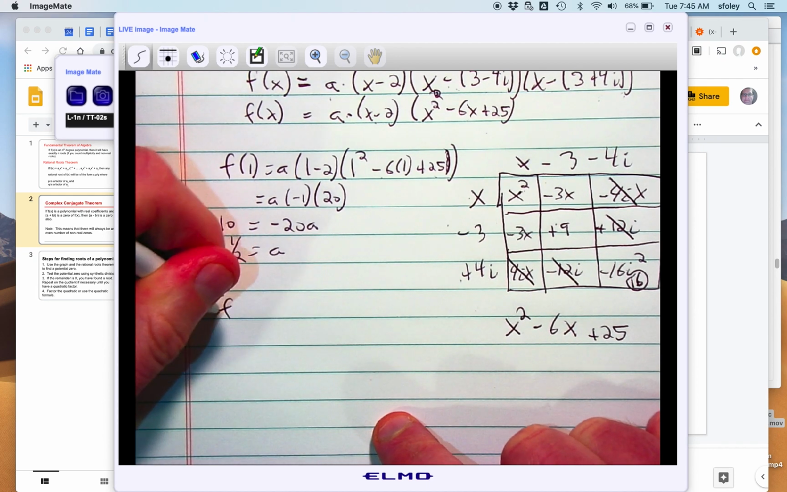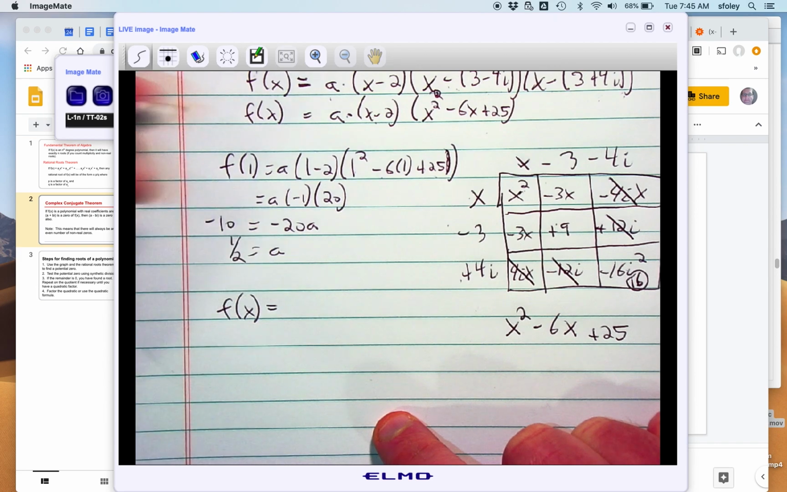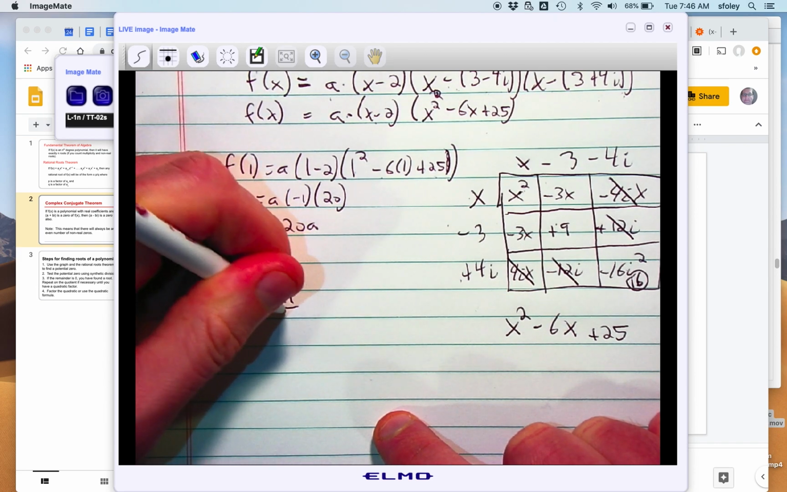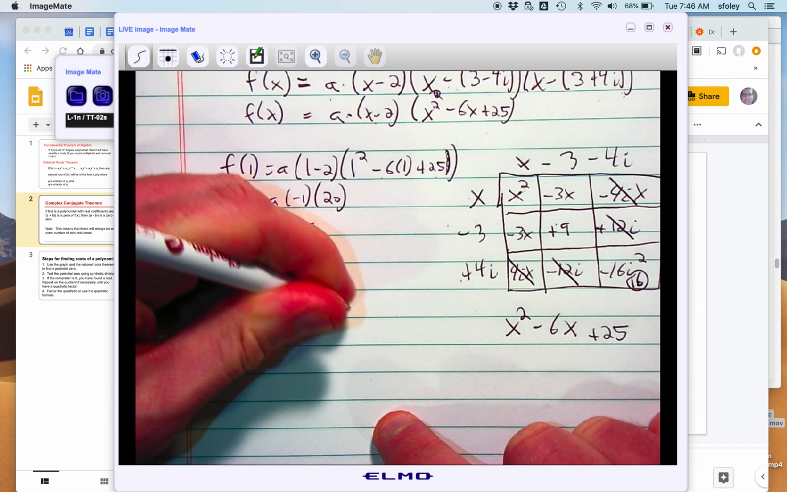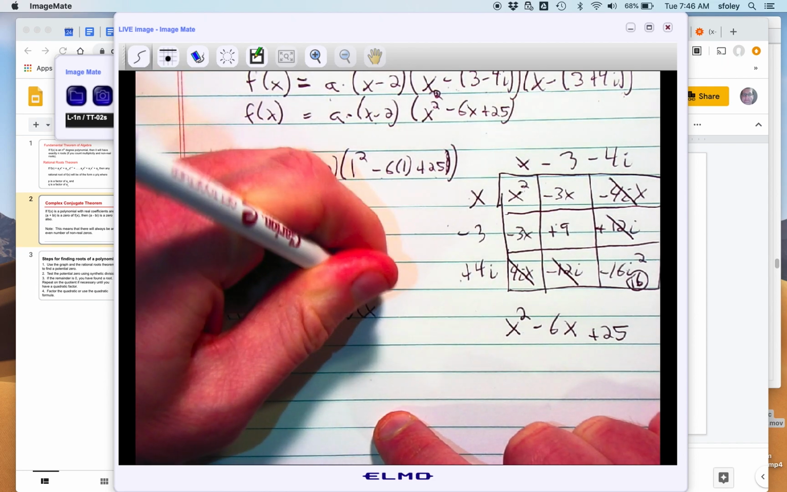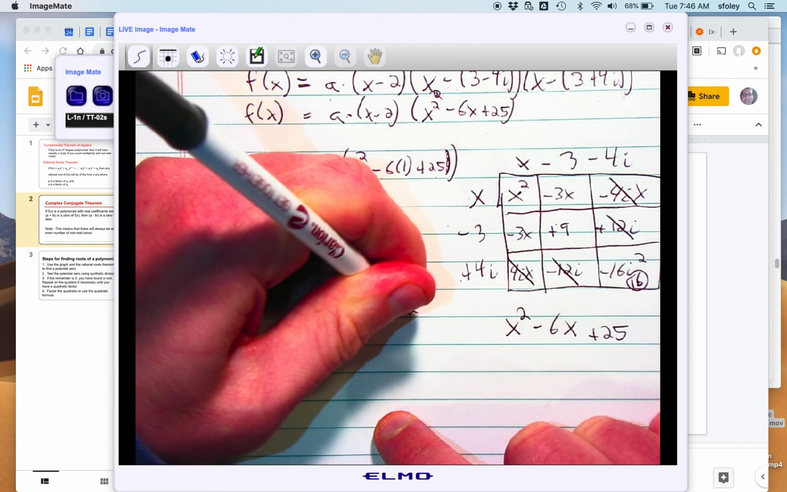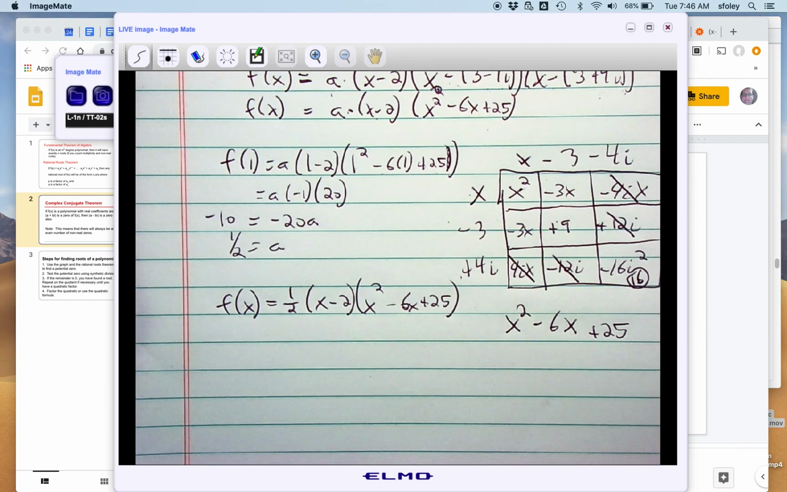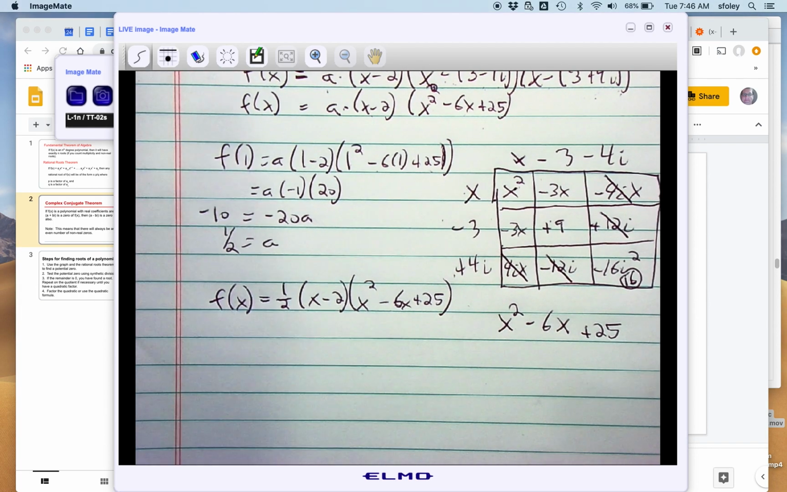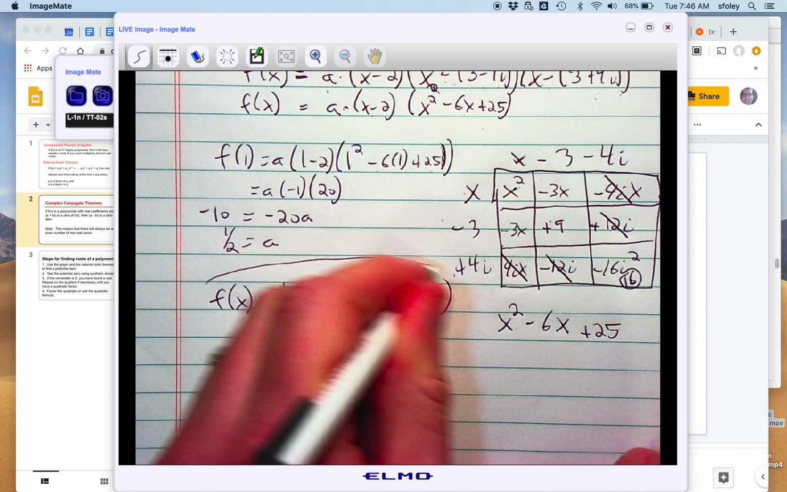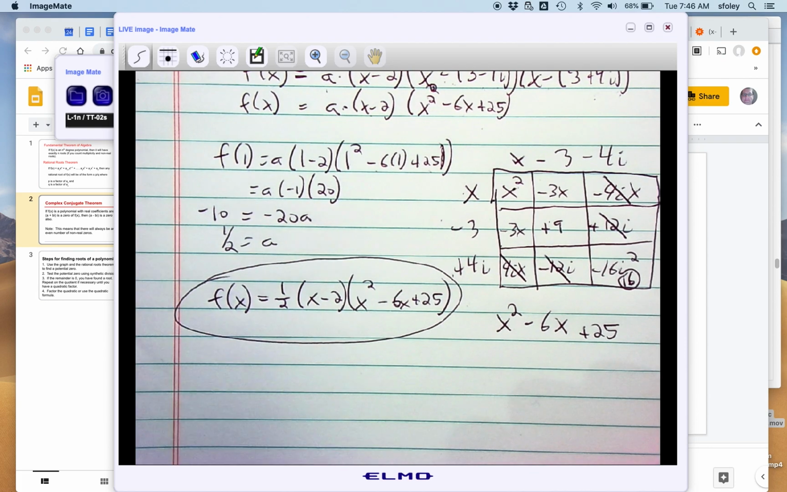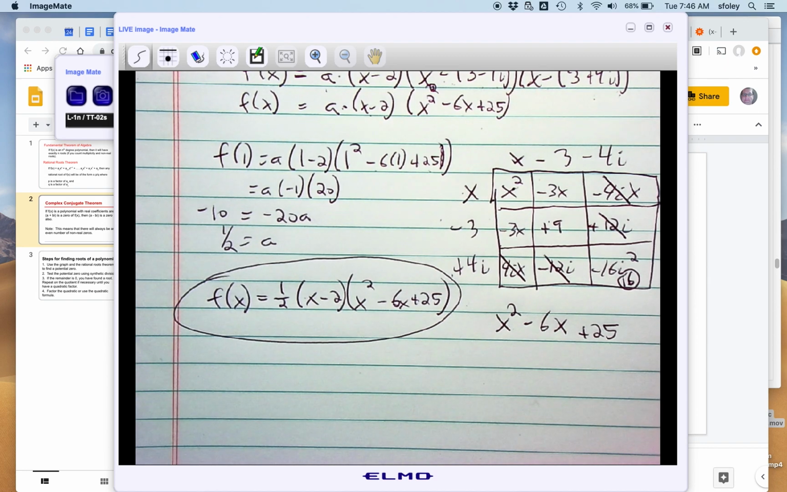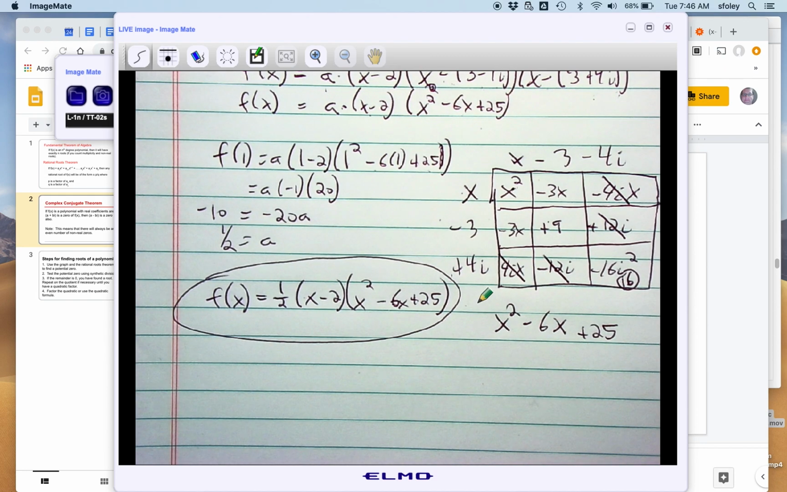And so now, after that whole process, I have a equals 1/2, I have my factor of x minus 2, and I have x squared minus 6x plus 25. And of course, this is a third degree polynomial, just as I was supposed to have, because if I multiplied this out, the highest power would be x to the third. That's it.